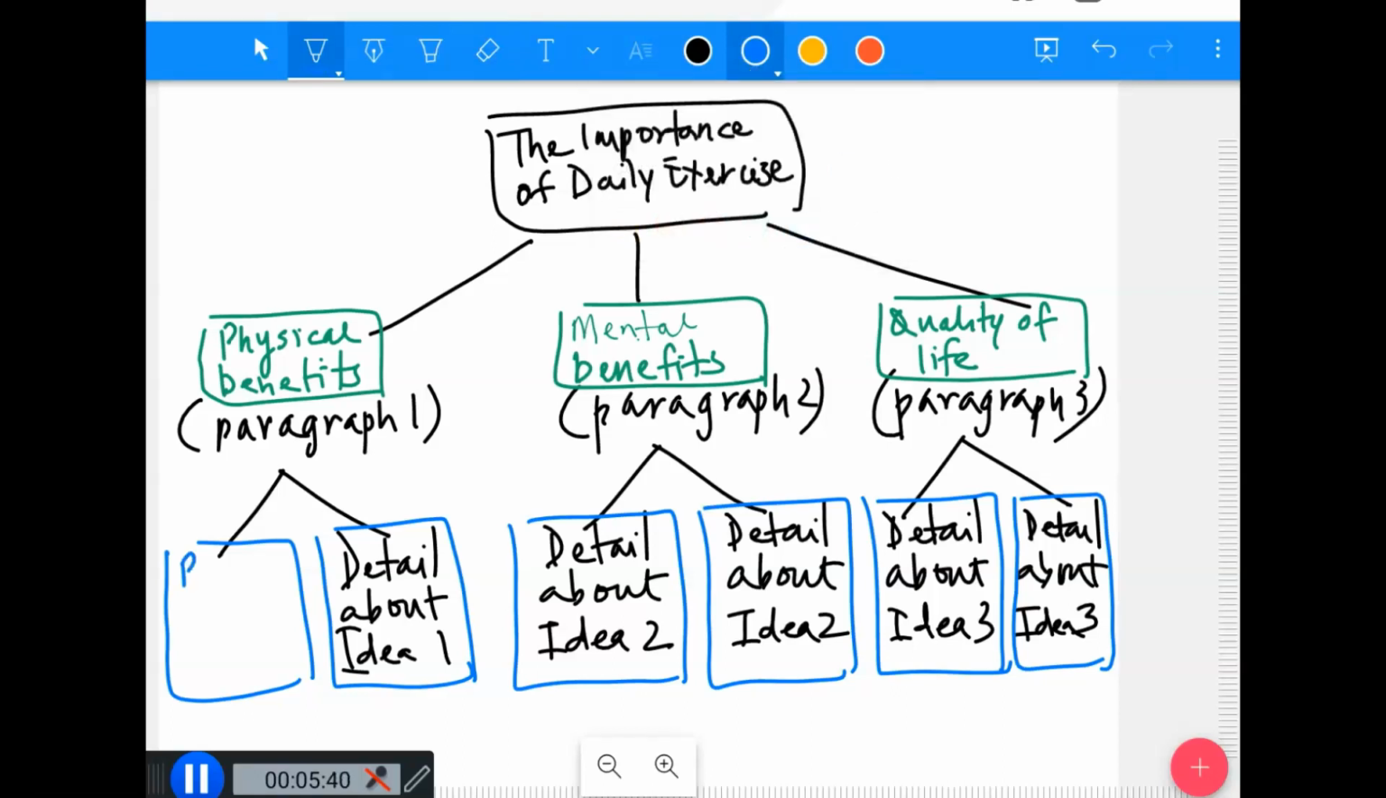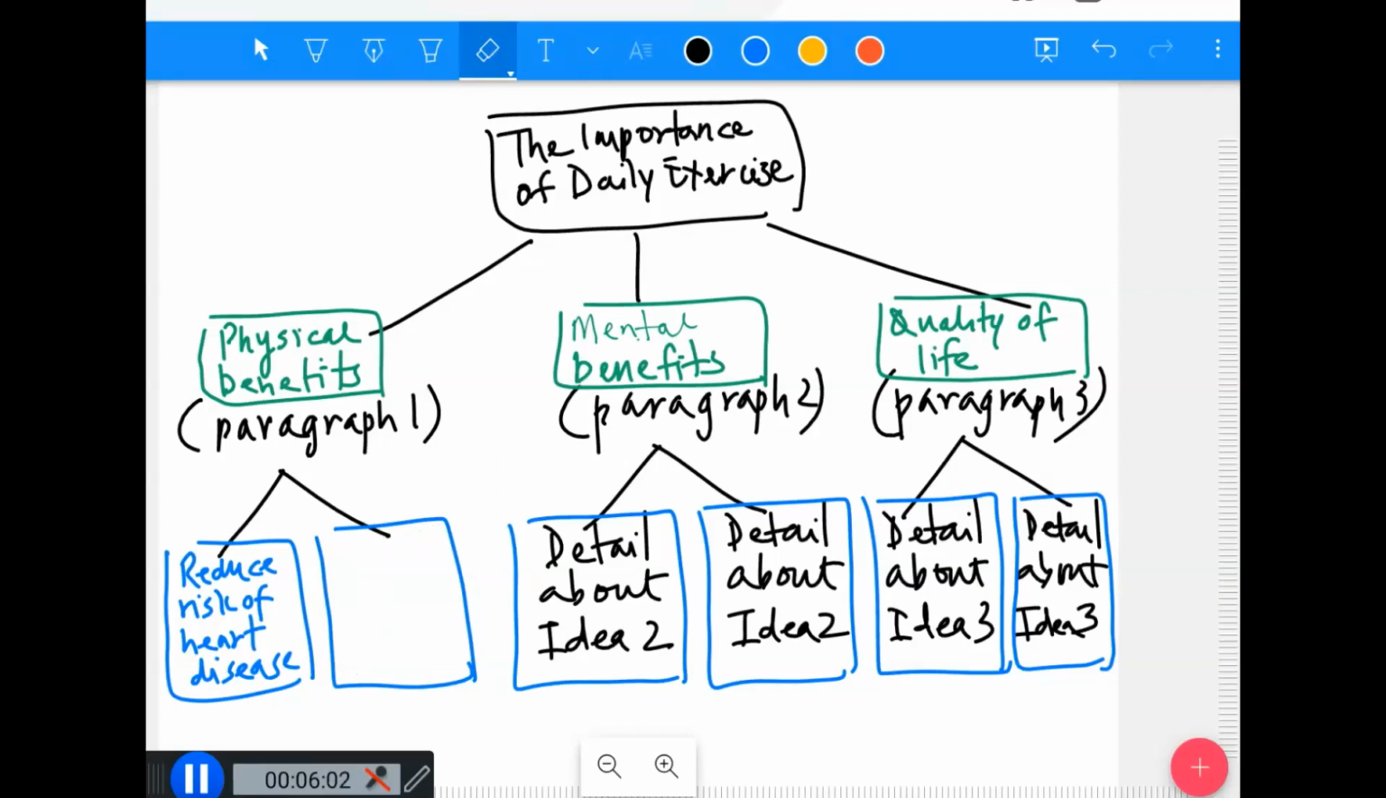So let's see, what can we think about as a physical benefit of exercise? One benefit can be that it reduces the risk of heart disease, right? Daily exercise is recommended according to your physician's guidance in order to help reduce heart disease.